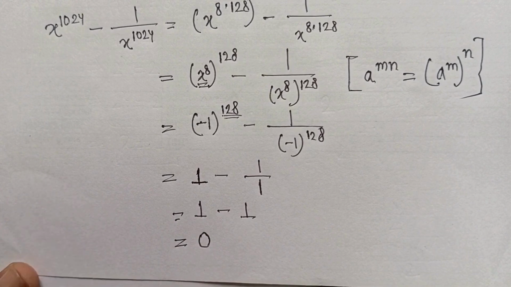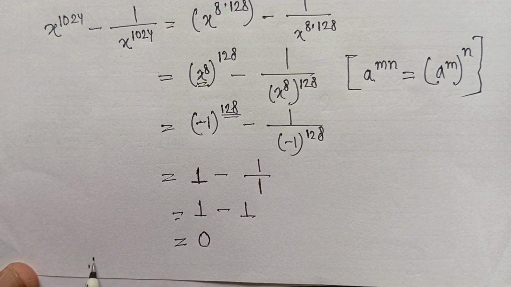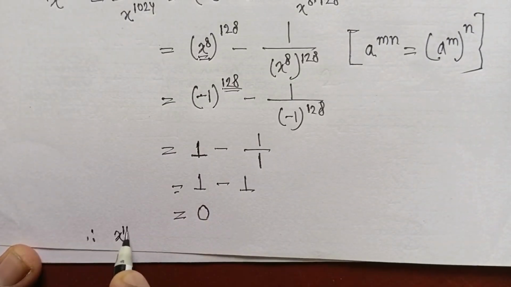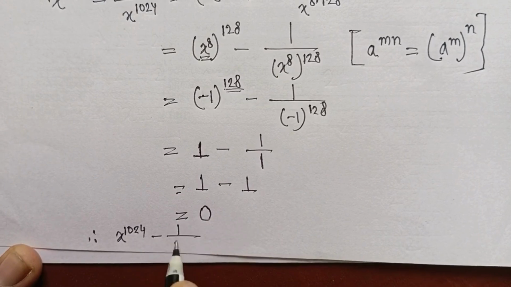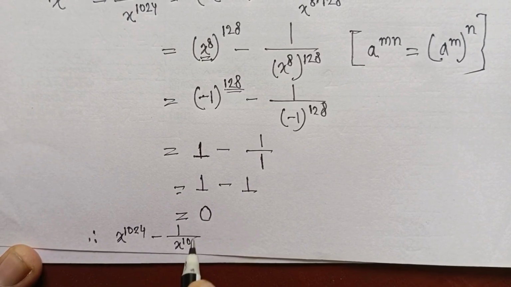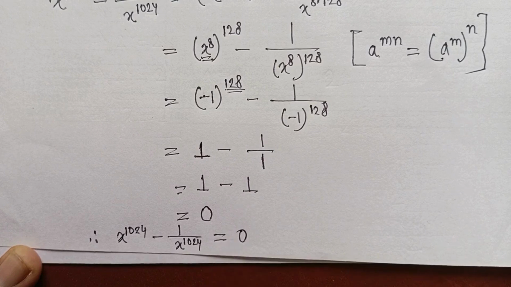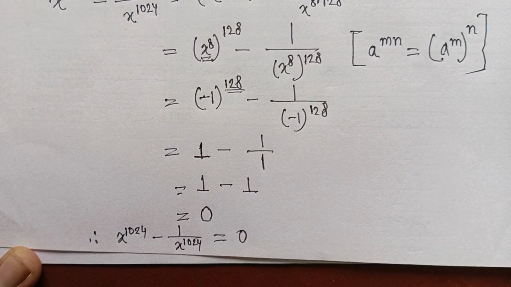So the expression x to the power 1024 minus 1 by x to the power 1024 is equal to 0. So we got the solution: the value of x to the power 1024 minus 1 by x to the power 1024 equals 0.